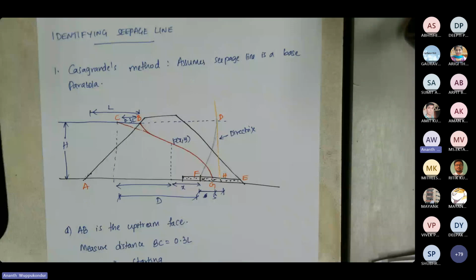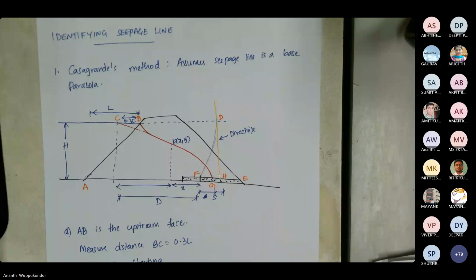And then what we are going to do next is to identify the seepage line through the embankment. Earlier we calculated the flow rate through the flow net. Now we are going to identify where the seepage line is going to exit the dam, because we want to make sure that the seepage line, or the phreatic line, is well within the downstream face. We do not want it to cut through the downstream face.